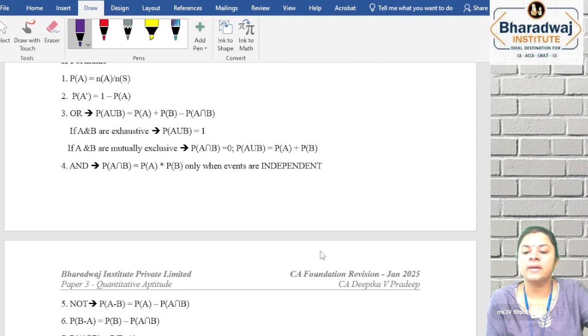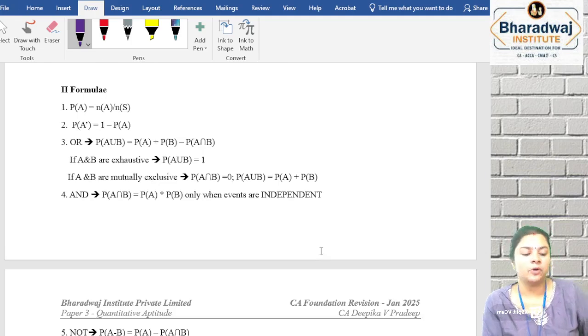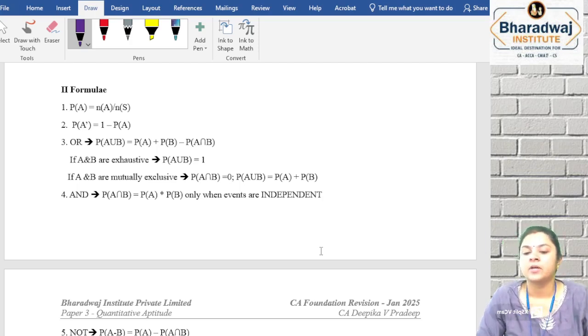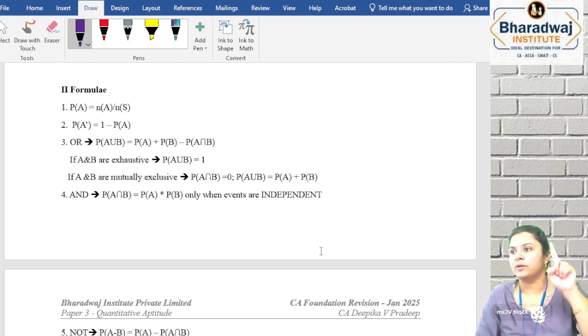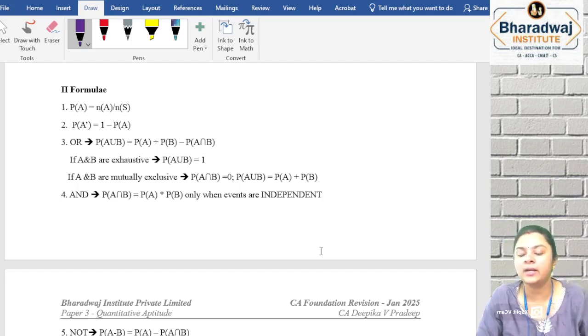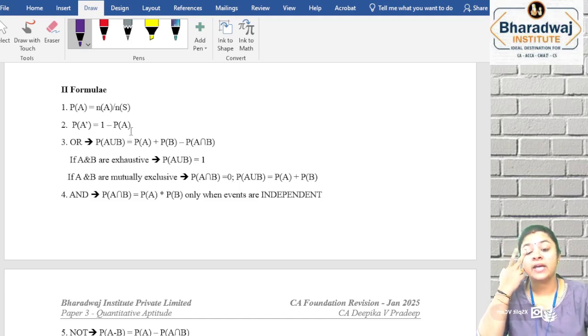Okay, so I have summarized all possible formulas mostly that have been tested in your questions so far. P of A is given as N of A by N of S, where total of P of A plus P of A dash is equal to 1. Total probability is always equal to 1. So P of A dash can be given as 1 minus P of A.